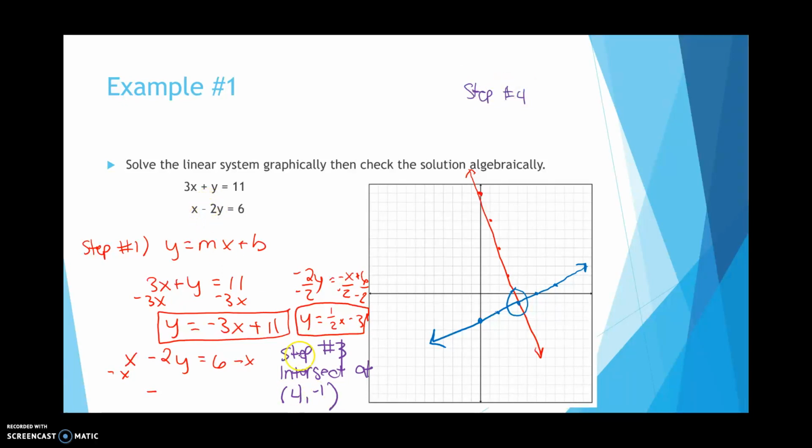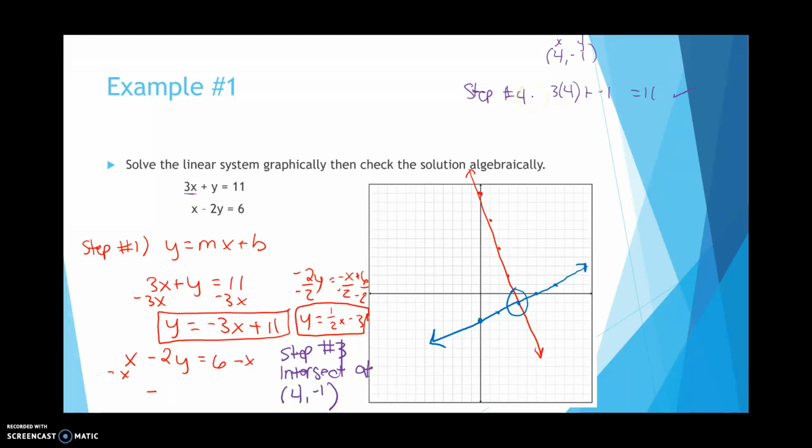What I do is I put that (4, -1) back into the original equations to make sure it equals 11 and 6. So what I would have here is 3 times x, remember 4 is my x and -1 is my y, so 3 times 4, plus my y, plus -1. Does that give me 11? Well, 12 minus 1, does that give me 11? It does. That checks itself out.